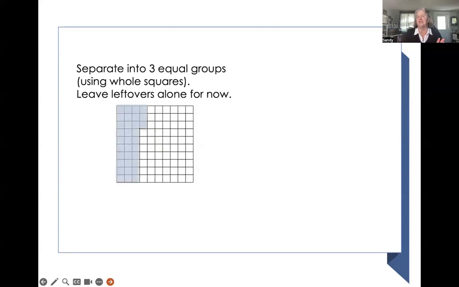When they cut it into 3 equal sections, you might see them shading it differently, but they'll end up with 33 hundredths in each section. They're going to have that one left over. So we've got 33 hundredths, that 0.33, but that's not quite. That's an approximation. We're almost there. But we have that one square left over. What are we going to do with that?